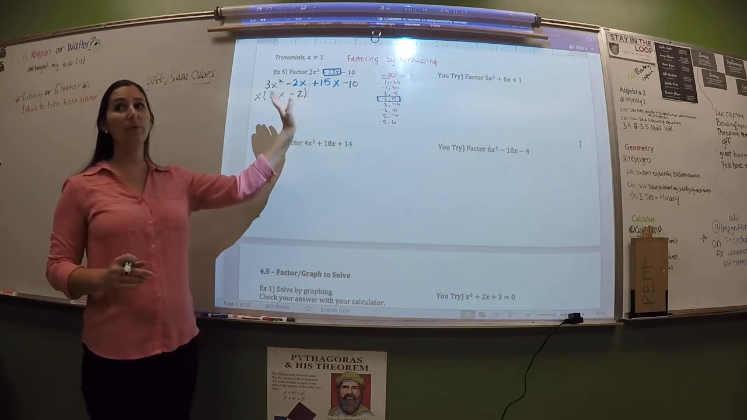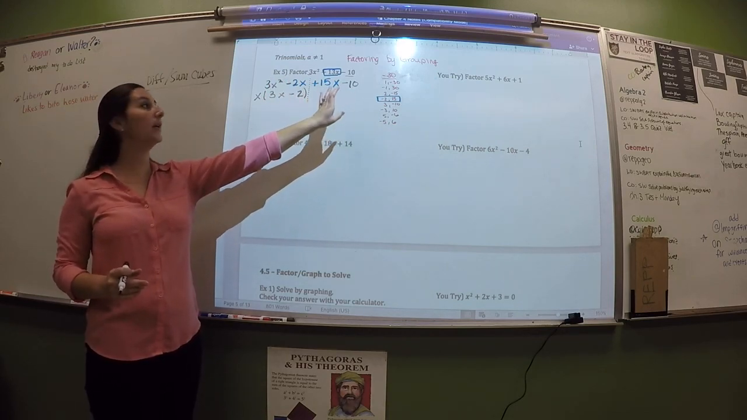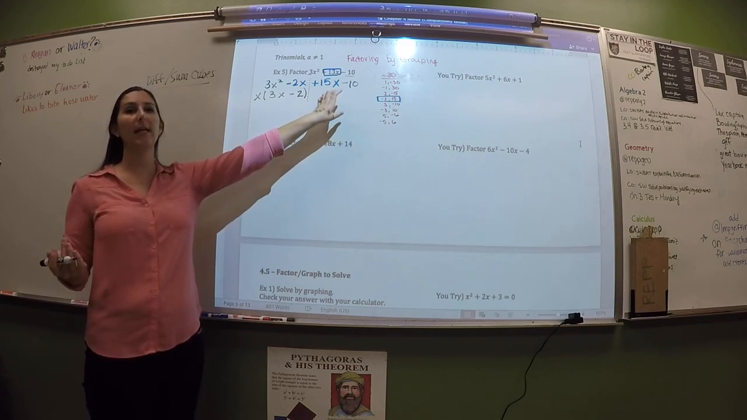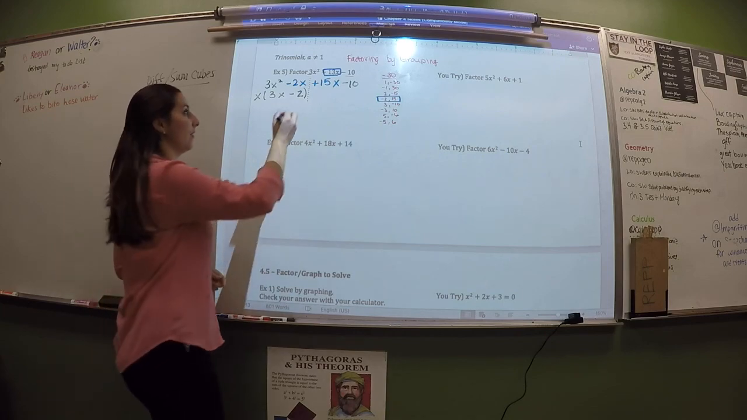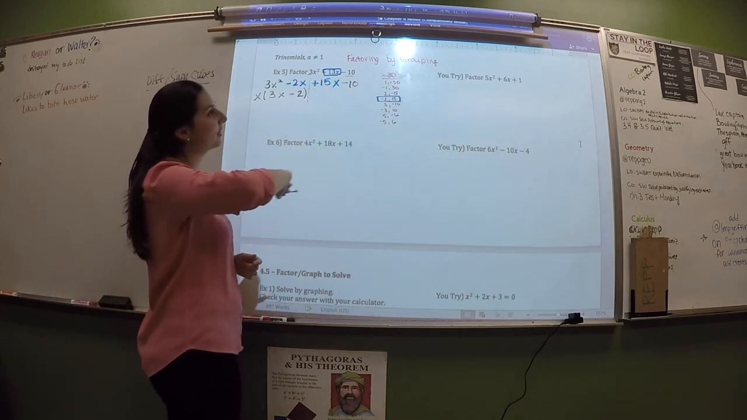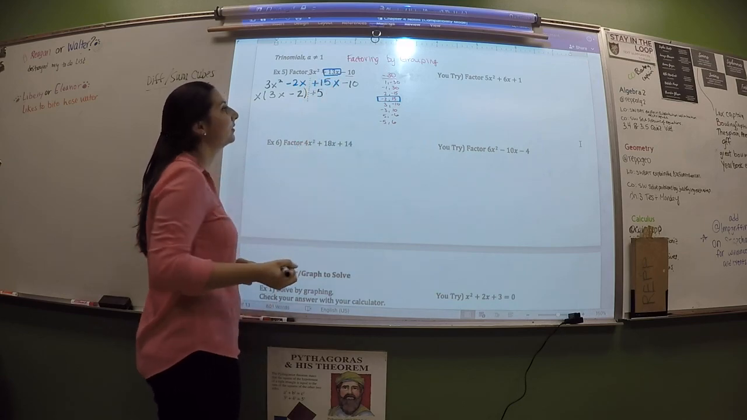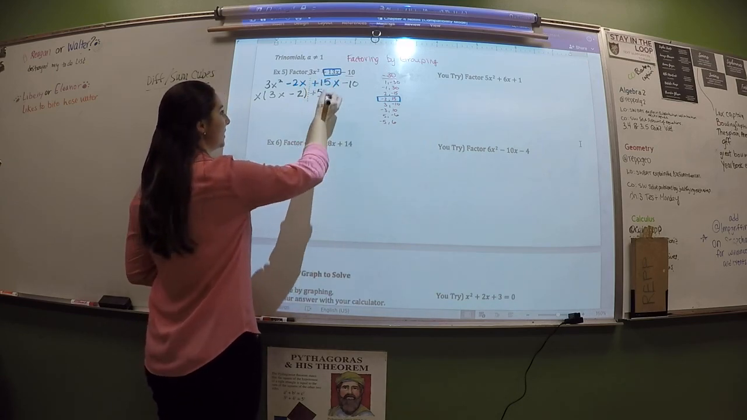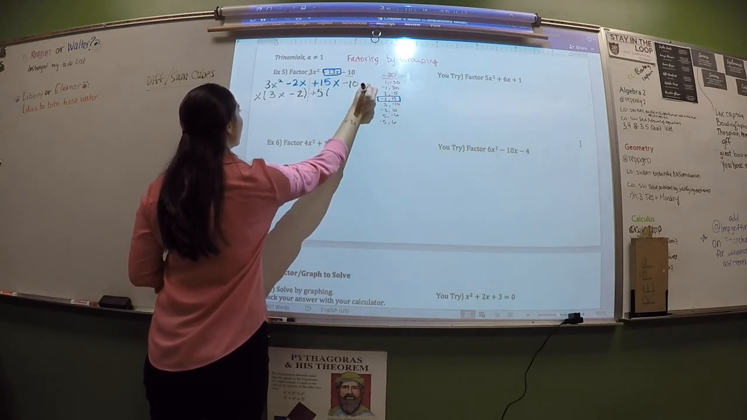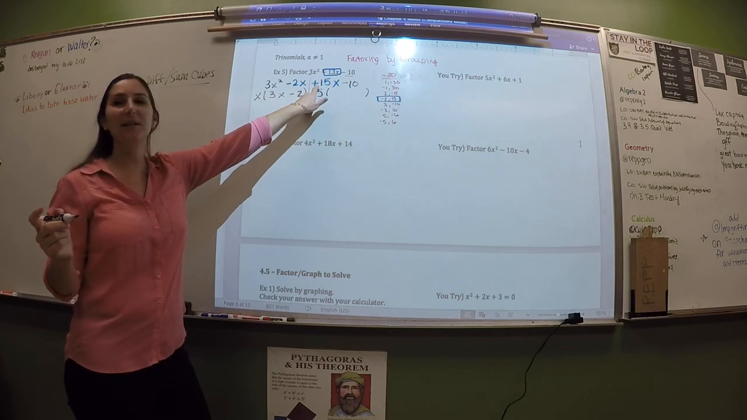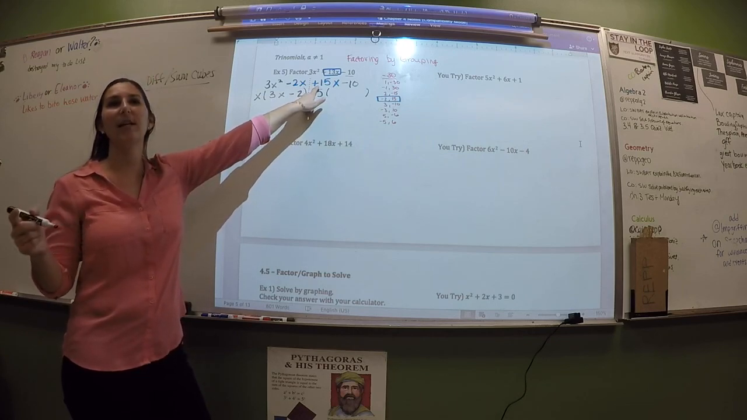Then you're going to move to the right half, completely unrelated to it. What is a number or a number and a letter that you can take out of the second half? 5. Okay, so is it a positive 5 or a negative 5? Positive 5. Why not a negative? I mean, you can take out a negative 5, but it's not going to work. Here's the thing. If this is positive, take out a positive. If this is negative, take out a negative.